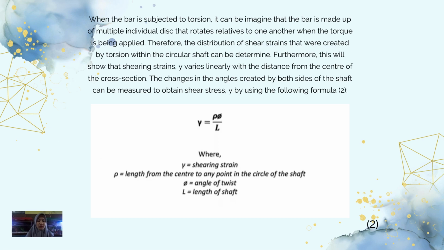The change in the angles created by both sides of the shaft can be measured to obtain shear strain using the following formula: γ equal to ρ multiplied by φ divided by L, where γ is shearing strain, ρ is length from the center to any point in the circle of the shaft, φ is the angle of twist, and L is the length of the shaft.